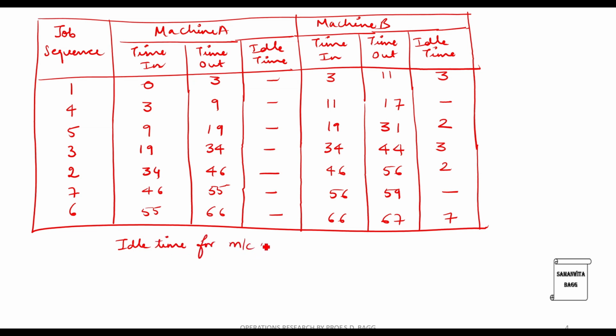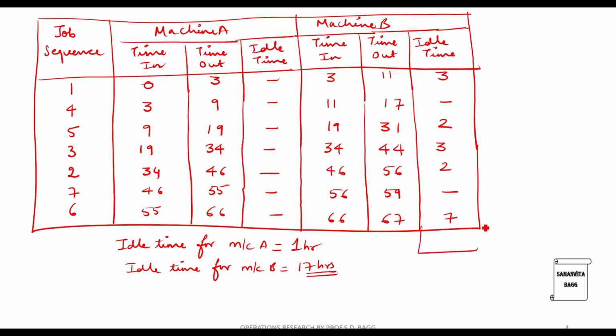So now we will calculate the idle time for machine A. You can see that it is free by the 66th hour, but machine B is ending at 67. So next job sequence will start only when the entire process is complete. So this is 1 hour of idle time. Then we will calculate the idle time for machine B. For B, you can add up all of these. This is 3 plus 2, 5. This is again 5, 10 plus 7. That is 17 hours.